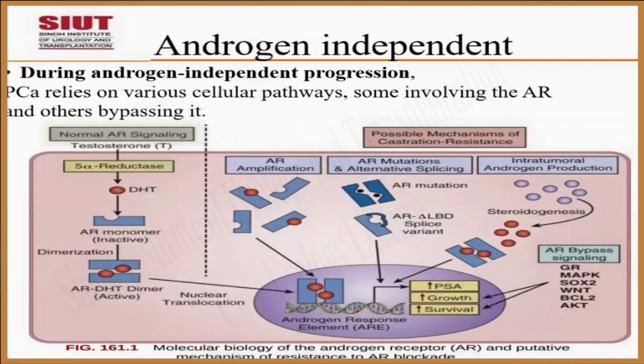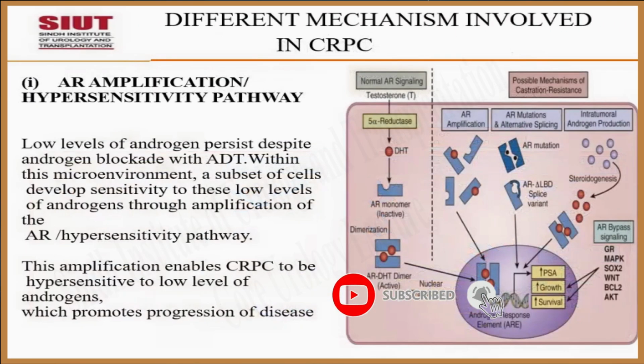This is the androgen independent pathway. During androgen independent progression, prostate cancer relies on various cellular pathways, some involving the androgen receptor and others bypassing it. Previously, we discussed these three pathways, namely androgen receptor amplification, androgen receptor mutation and alternative splicing, and intratumoral androgen production. These were the androgen receptor amplification and hypersensitivity pathways, which were already discussed before.